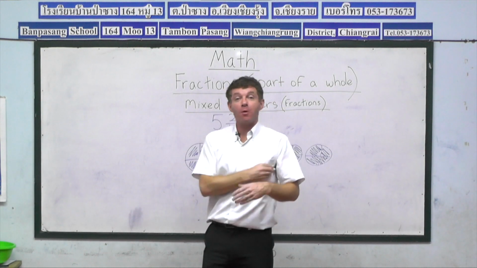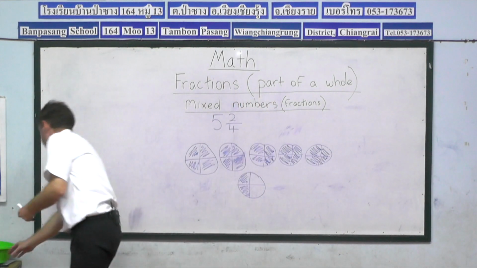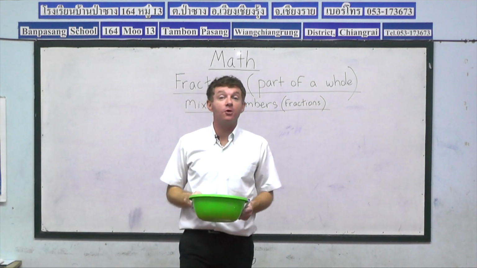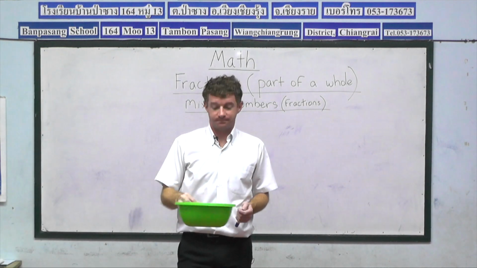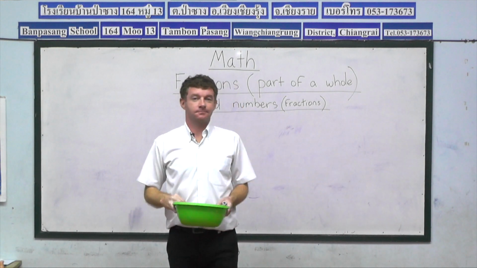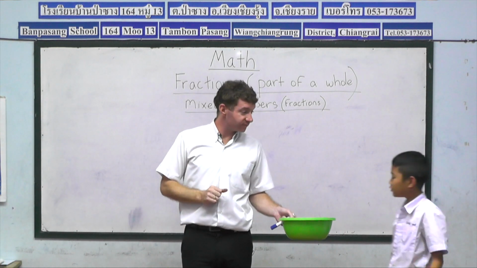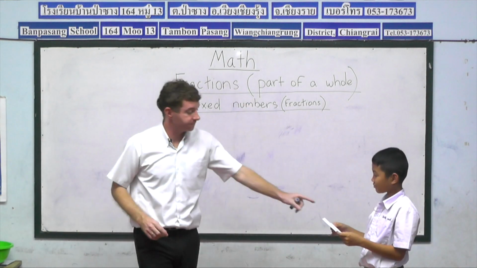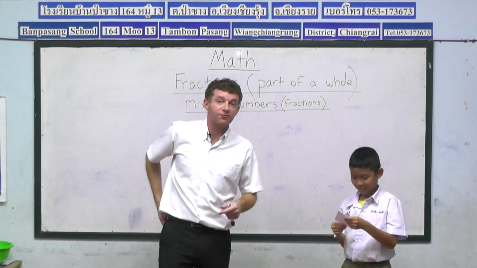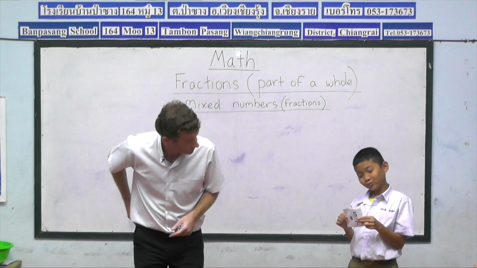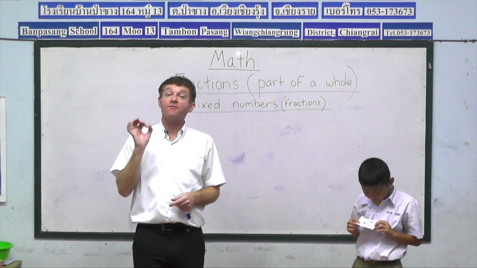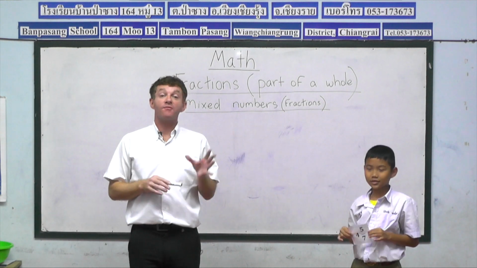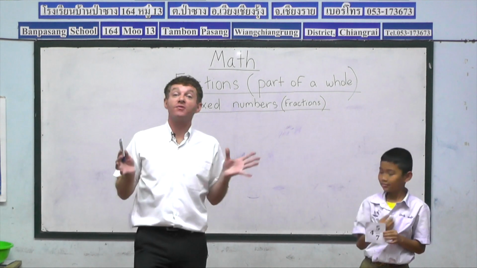And let's do one more together. But first of all, I'll clean the board. And now I'd like to invite Pangpon to join me at the front of class. And Pangpon can choose his flashcard and show it to his friends. Okay, you only need one, so show it to your friends. And what do we have? Four. Four and five over seven.